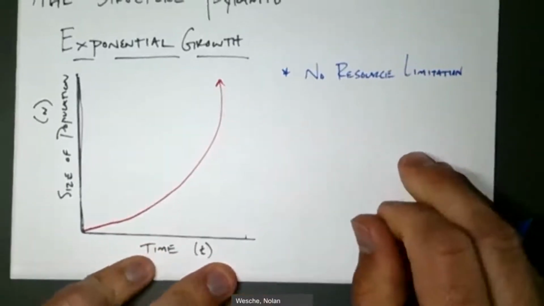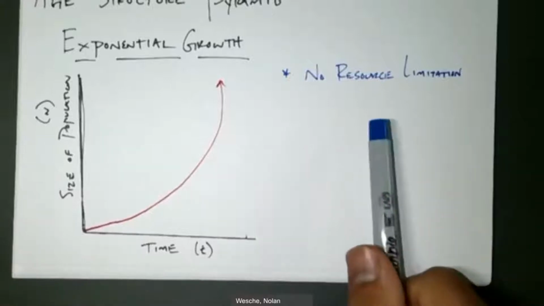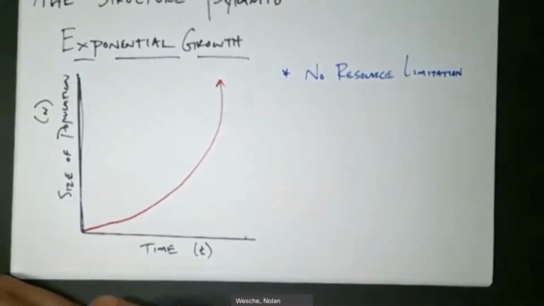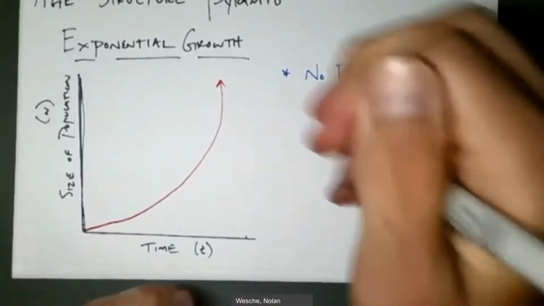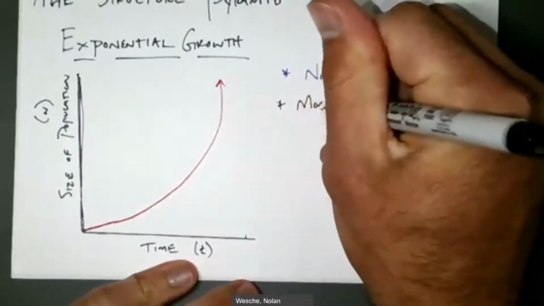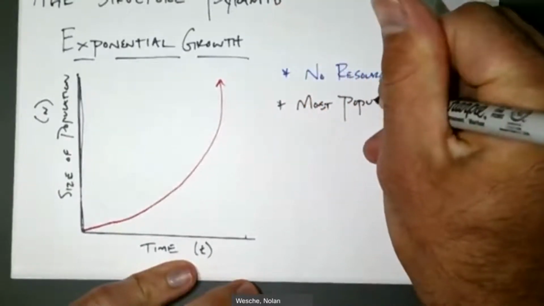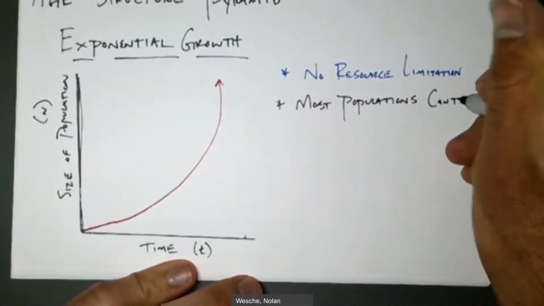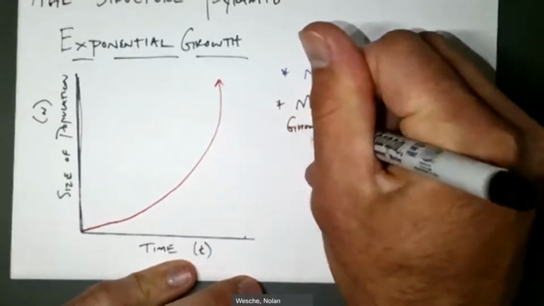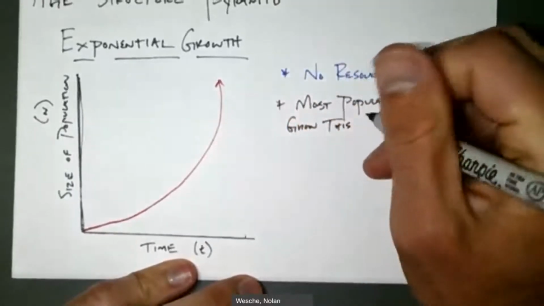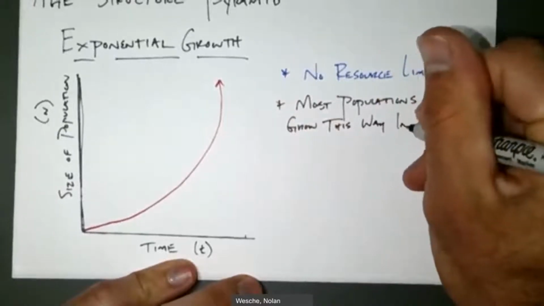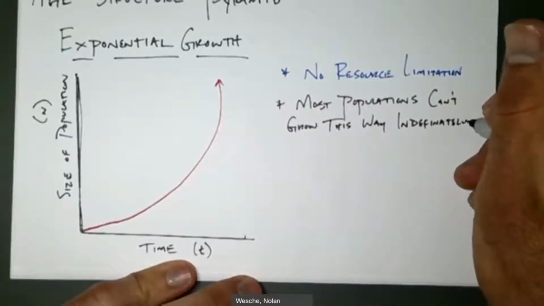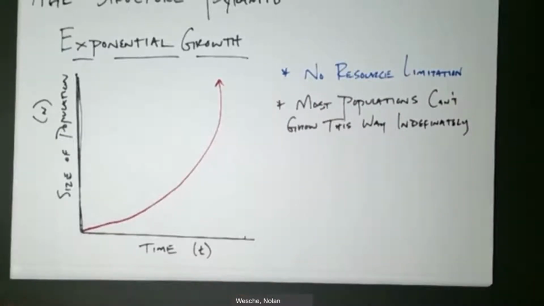Now, it's unlikely that a population would experience these conditions for very long, so most populations cannot grow this way indefinitely. So we'll say most populations can't grow this way, or grow exponentially, forever or indefinitely. There's going to be a cap when resources become limited, and we talked about limiting factors.